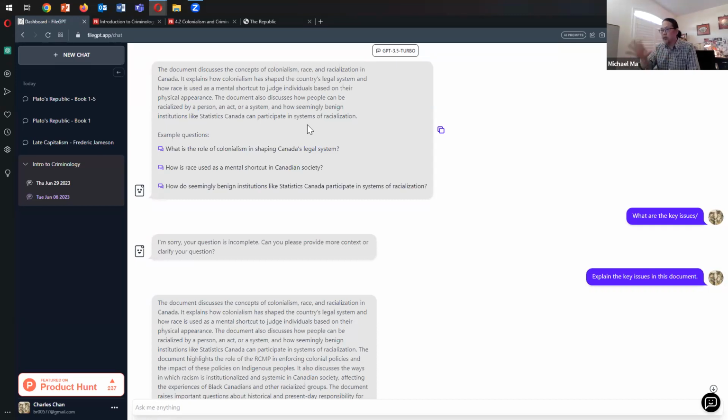That would have been a much stronger abstract to say that this document is an attempt to explain race and racism and its expression in the Canadian context. That would be a stronger one. It says some example questions you could query the document with. What's the role of colonialism? How is race used as a mental shortcut? And how is Stats Canada participating in a system of racialization?